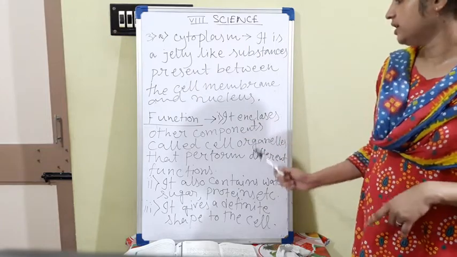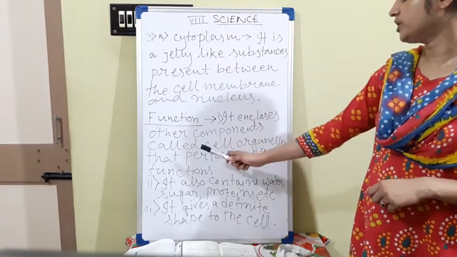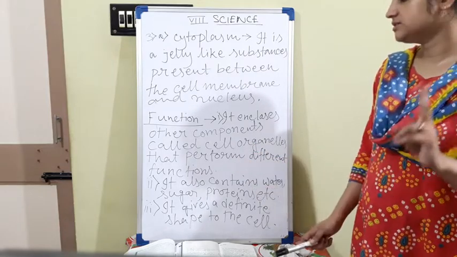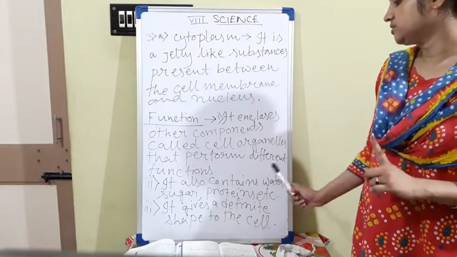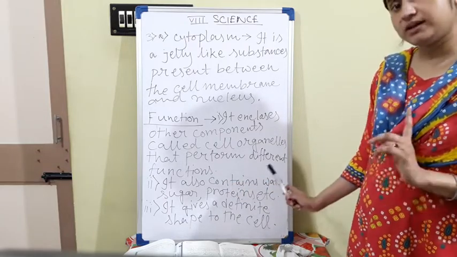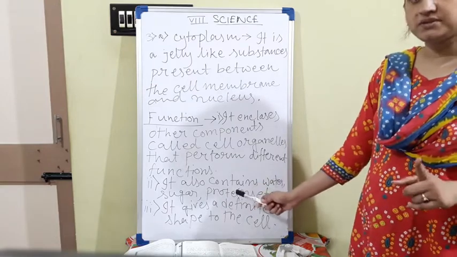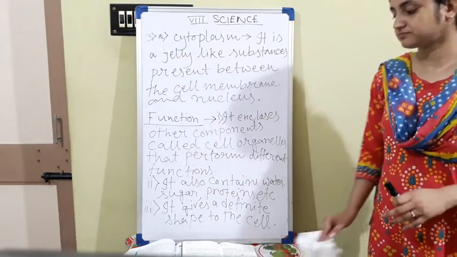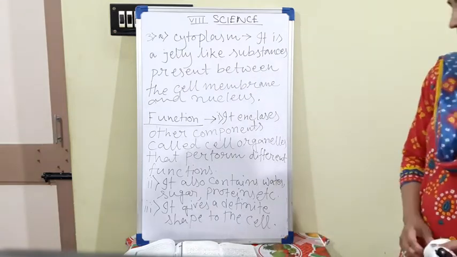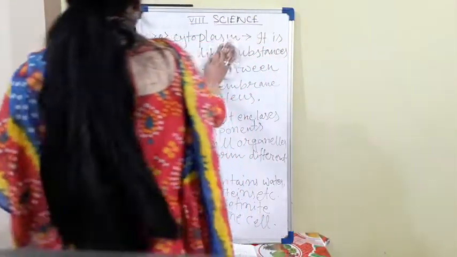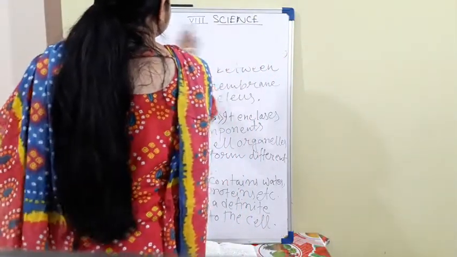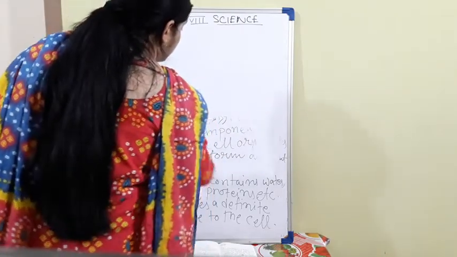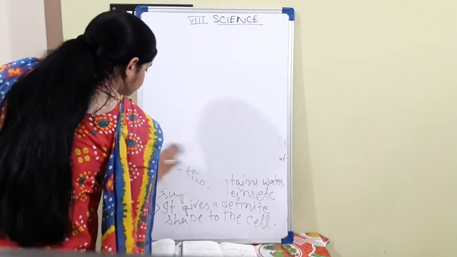Functions: first one, it encloses other components called cell organelles that perform different functions. Second one, it also contains water, sugar, proteins, etc. Third one, it gives a definite shape to the cell. Okay, three functions you can remember. Next, nucleus. You know that the control center of the cell is called the nucleus, the brain of the cell. It controls the functions of the other cell organelles also.